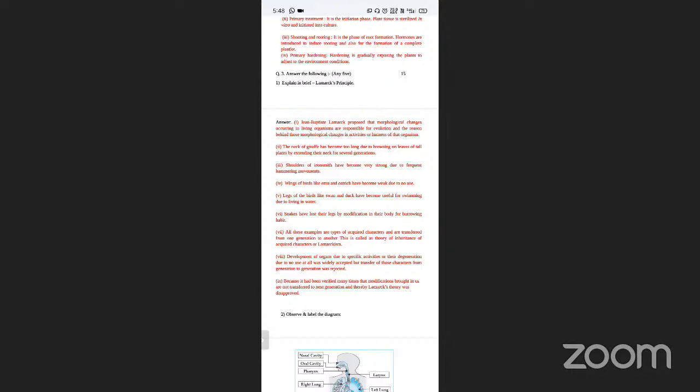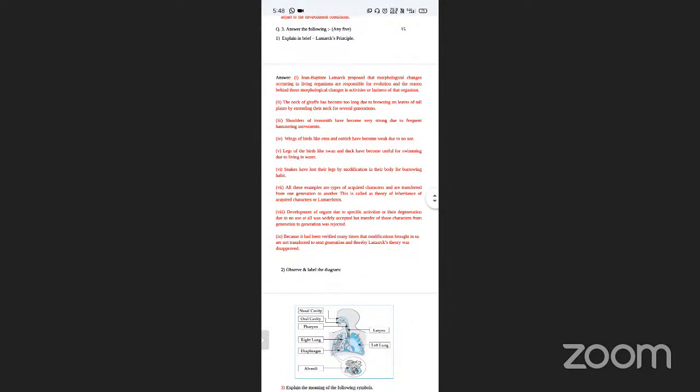Okay, development of the organs due to some activities or the degeneration of the organs because of no use, this phenomenon, this theory, was being accepted everywhere. But the transfer of characters from one generation to another was being rejected, because it had been verified many times that modifications brought in us are not transferred to the next generation, and thereby Lamarck's theory was disapproved. Okay, so here I have mentioned 9 points.